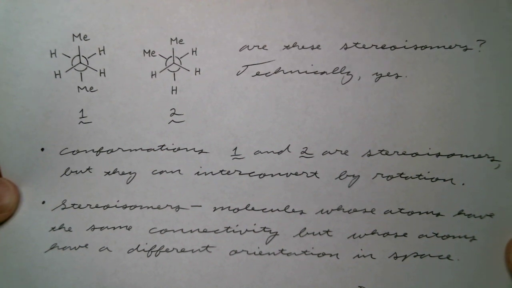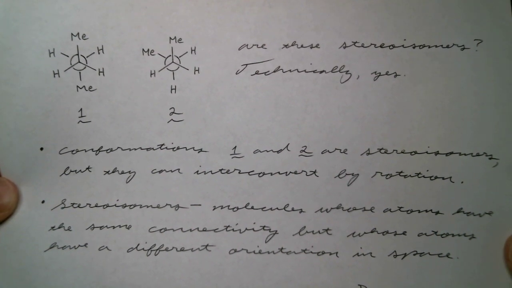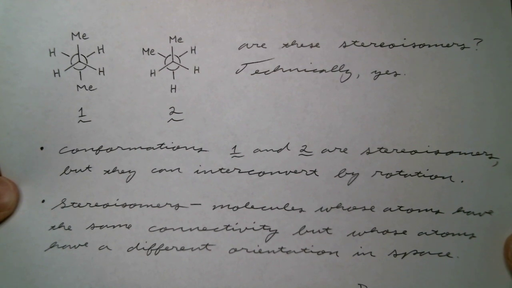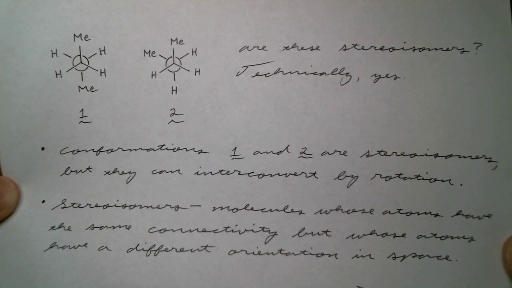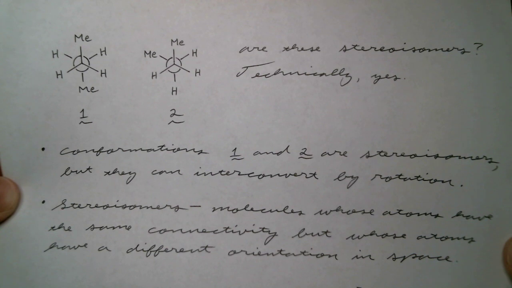Well, stereoisomers are molecules whose atoms have the same connectivity, but whose atoms have a different orientation in space. So you've got 2 molecules, they have the same number and type of atoms with the same connectivity. So they're connected in the same way. However, for those 2 molecules, the atoms have a different orientation in space.